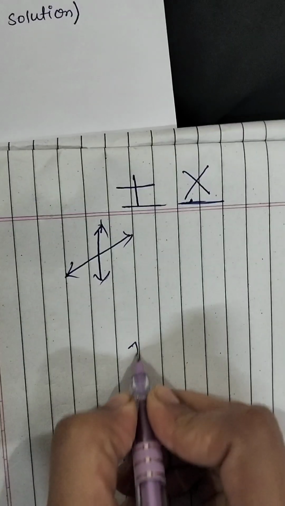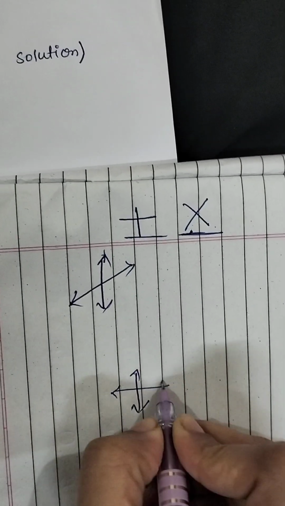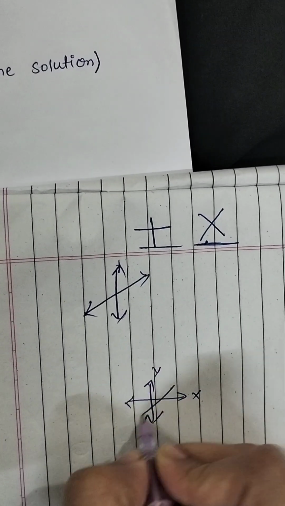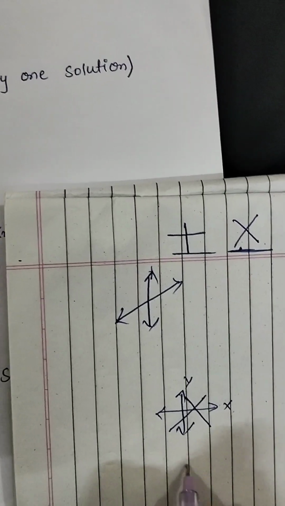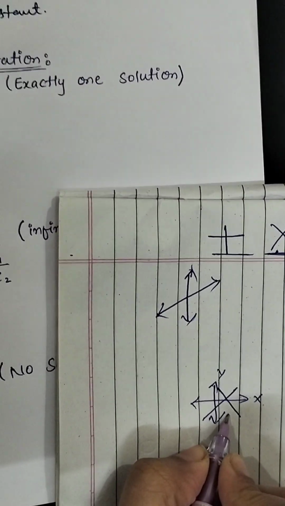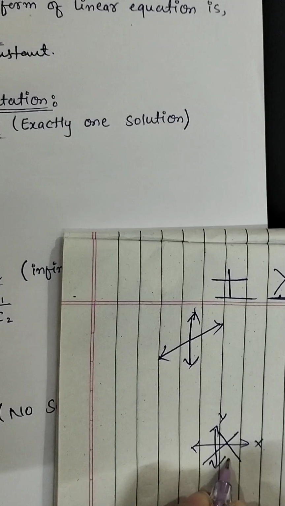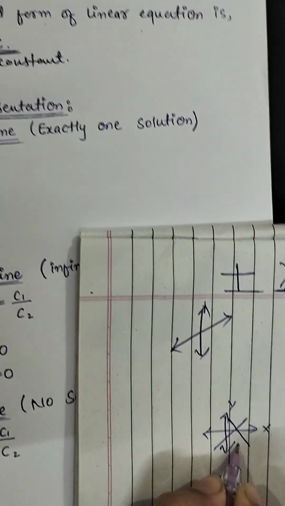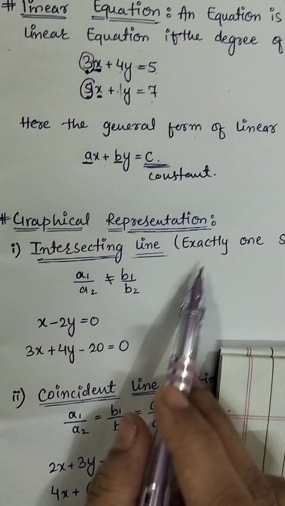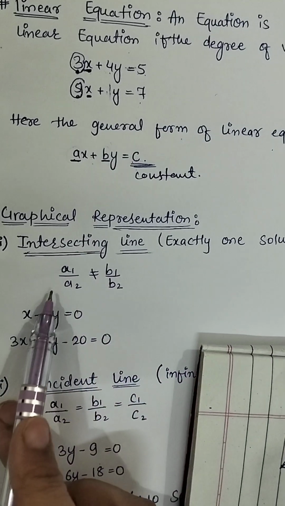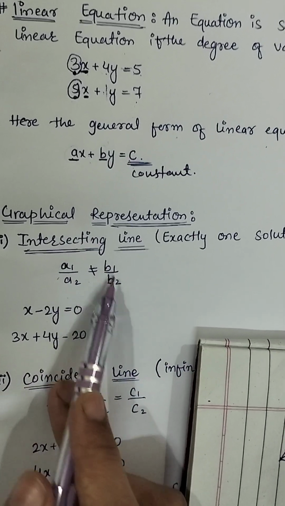We know the x axis and y axis. Here two lines cut each other. That type of lines are known as intersecting lines, and intersecting lines always have one solution. The condition is a1 by a2 is not equal to b1 by b2.